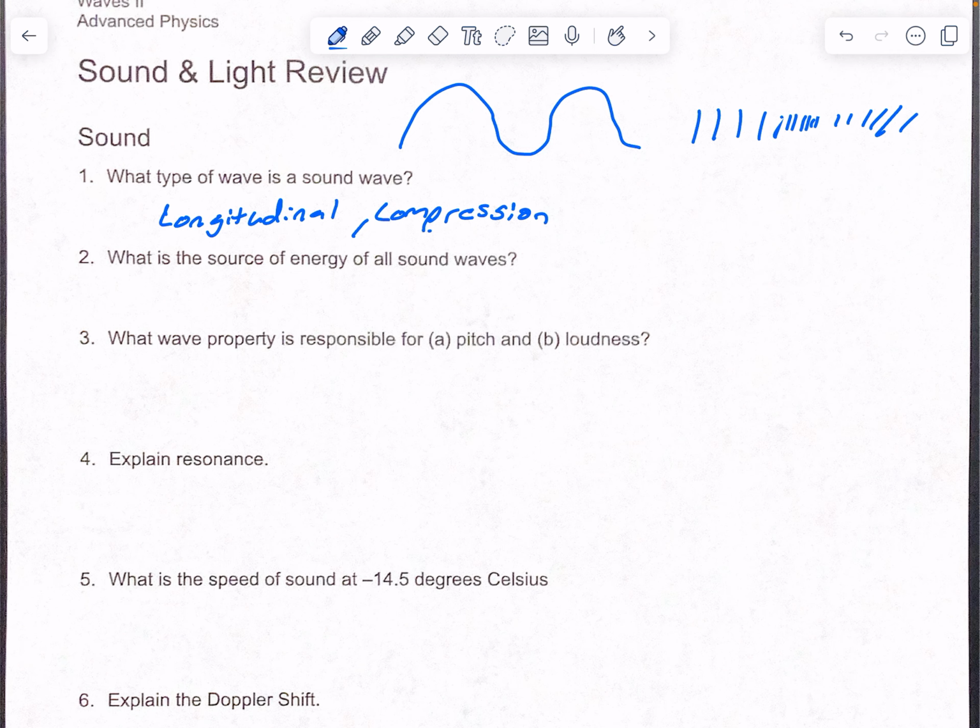What is the source of energy for all sound waves? You need a vibration. So basically how we talk is we are emitting air from our diaphragm and our vocal cords constrict and relax, and they cause vibrations in that sound, and that's what you're hearing.